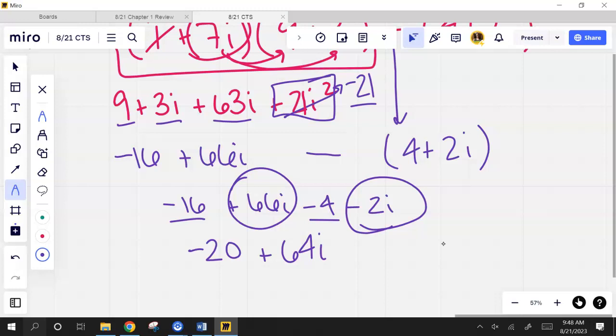I got negative 16 plus 64. What happened? Oh, y'all gave this to me after you had already combined it. What's negative 21 plus 9? Negative 12. And then negative 12 minus 4 is negative 16. Yeah, sorry. I listened to y'all. I said, what's 9 minus 21? Y'all said negative 16. I said, okay. I didn't even stop to look at it.